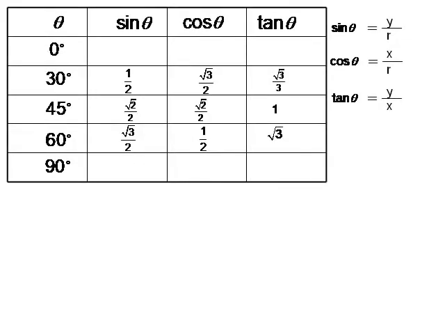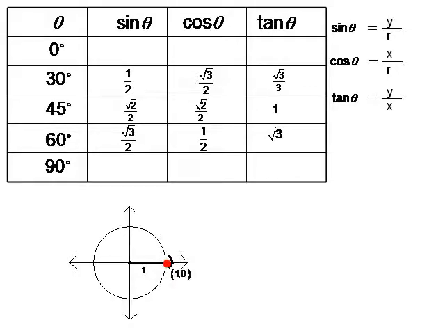Okay, it's time to finish filling out our trig chart of our most common angles. Let's suppose we have an angle of 0 degrees on a unit circle, so the radius is 1. That angle intersects the circle at this point, and the ordered pair for that point is (1, 0). Now we're ready to fill out sine, cosine, and tangent of 0 degrees using sine theta equals y over r, cosine theta equals x over r, tangent theta equals y over x.